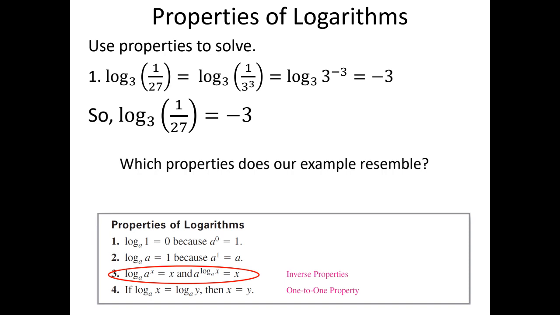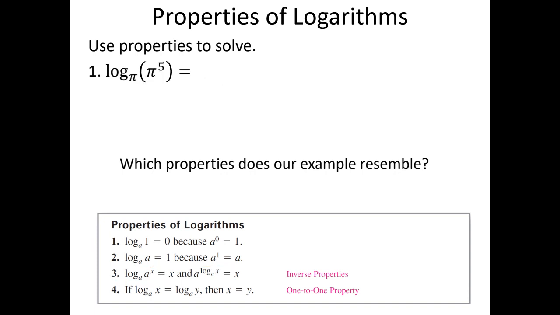Let's look at this one. Use properties to solve. I have the log of base pi, which is just a symbol, and my input is pi to the 5th power. Okay, so if you see here, which property does this represent? It's my inverse property that says that when I have a log of base a and my input is that same base a, the answer is just going to be the exponent. So here, my log has a base pi. I'm putting in a value of pi to some exponent. So what is the answer? The answer would just be 5.